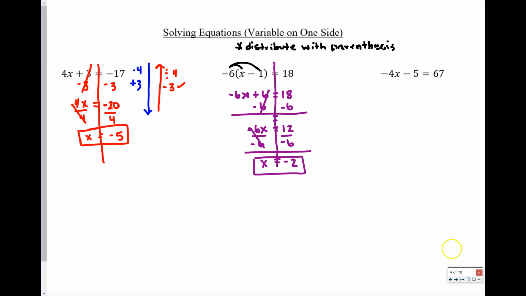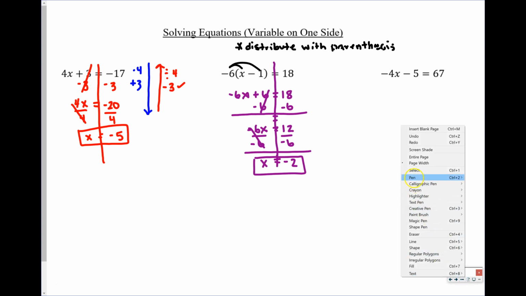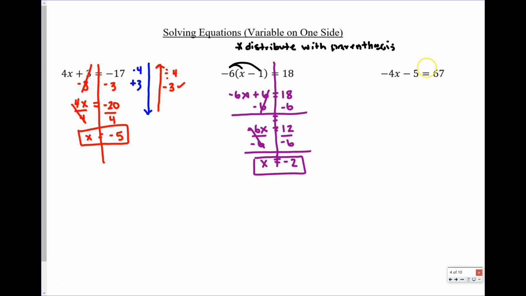Okay. Last one for these simpler equations. Draw your line.